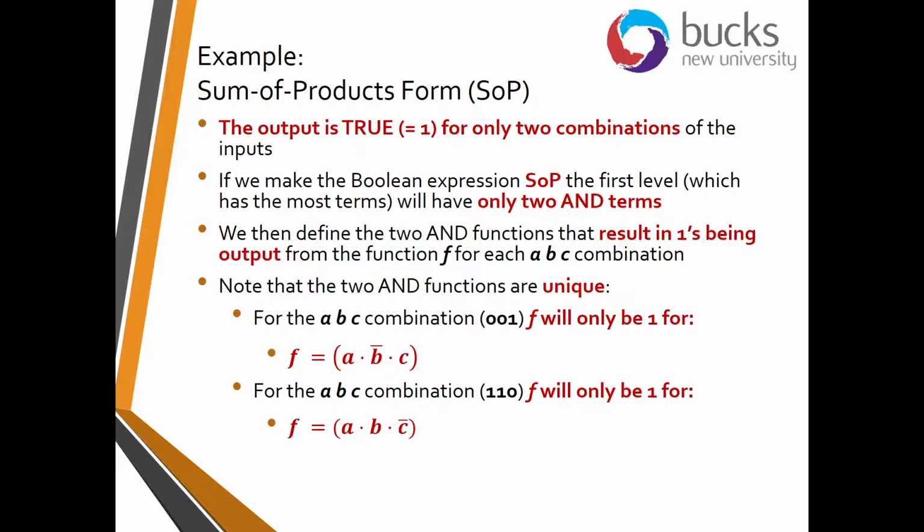Now note that 2 AND functions are unique. So for ABC combination 0, 0, 1, f will only be 1 for f equals A, not B, and C. And for the ABC combination 1, 1, 0, f will only be 1 for f equals A and B and not C. Oh, actually, there's a little bit of a mistake on my slide here.